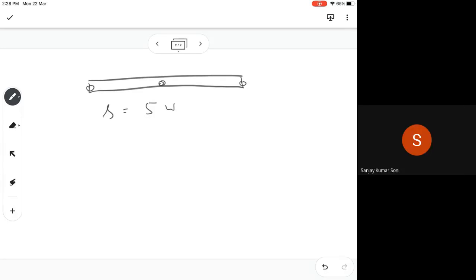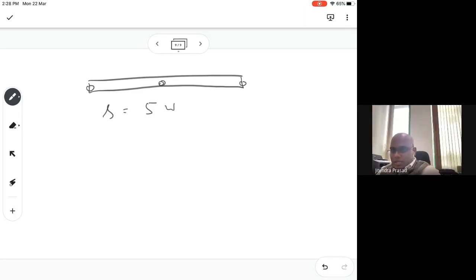Watts? No, it will be watts per meter. That's true. Okay, okay. Yeah. Then now repeat the question. I will explain. So you repeat the question.